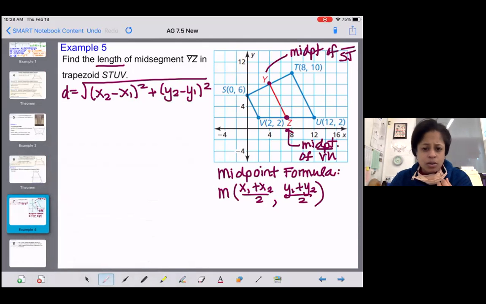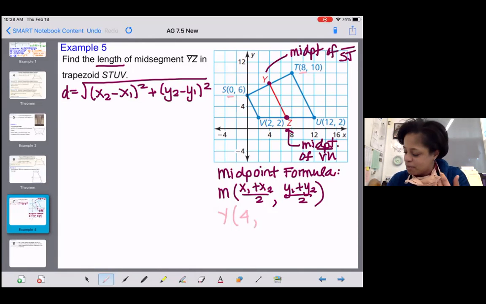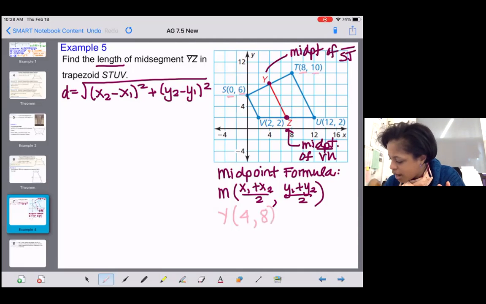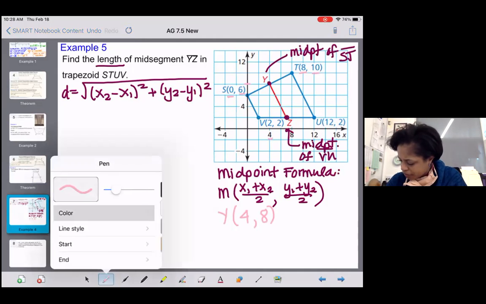All right, so y is 0 plus 8 over 2, which is 4. I'm just going to skip over because I don't have a lot of room. 6 plus 10, 16, divided by 2, 8. Okay, 4 comma 8, and that's exactly where it is. That's 4, and that is 8. Okay, 4 comma 8. That's perfect.